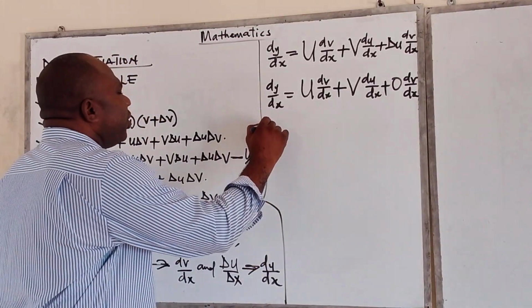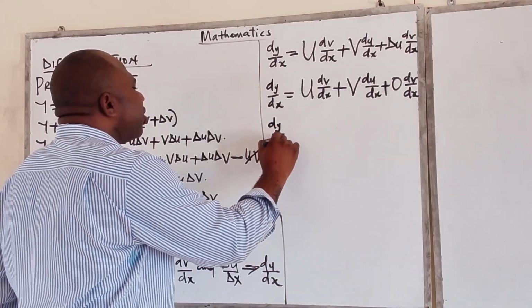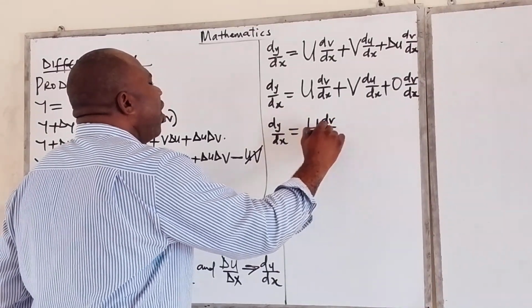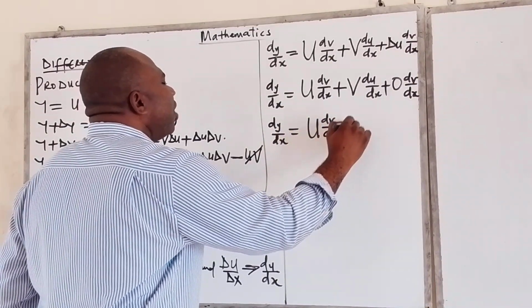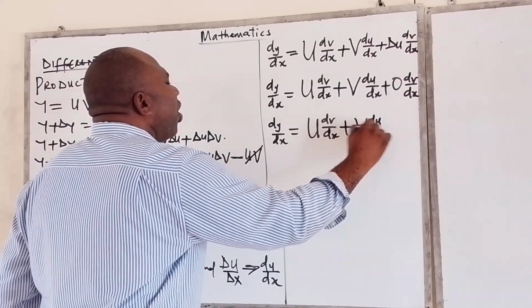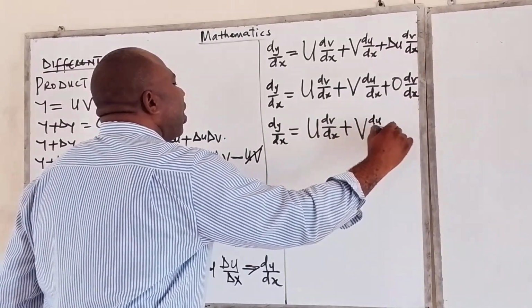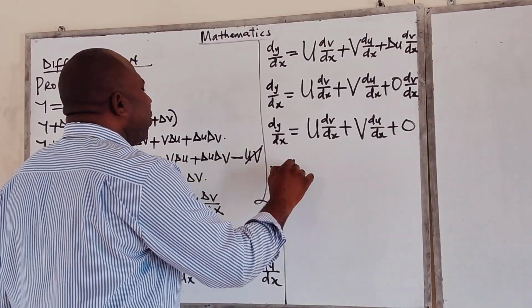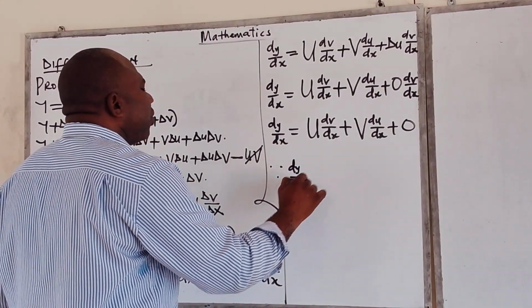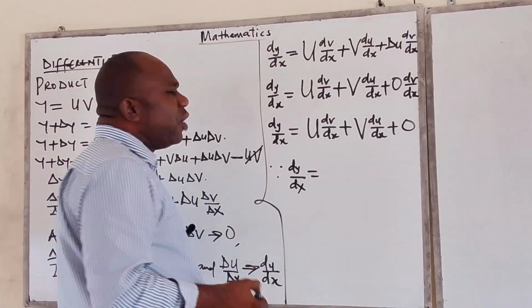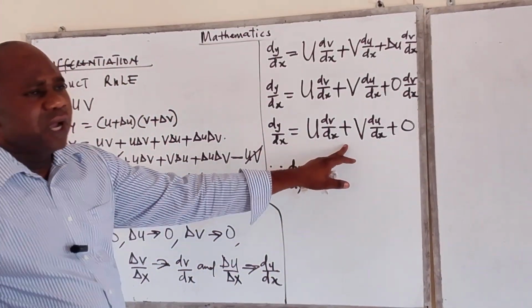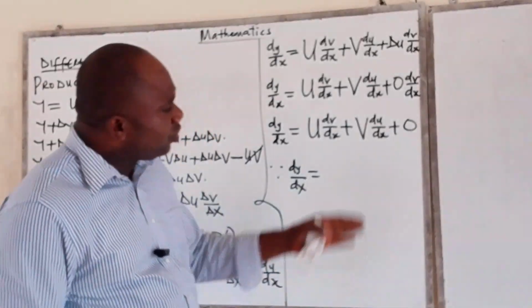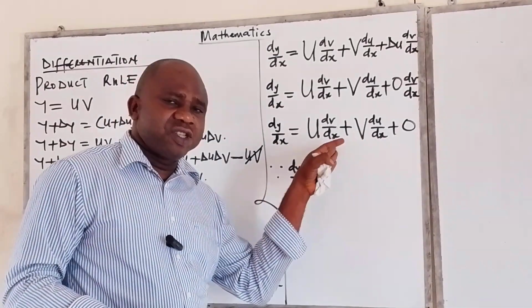So therefore, dy all over dx will be equal to u dv all over dx plus v du all over dx plus 0. So it therefore means that dy all over dx will be equal to, now since this is addition, and we all know that the relationship in addition is commutative, it means you can start with this or this.